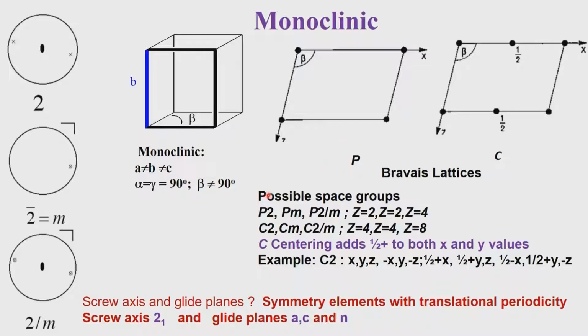That possibility is to use additional symmetry information. Okay. The additional symmetry information we have can come from screw axis and glide planes. We already mentioned about screw axis and glide planes. These are symmetry elements with translational periodicity. The screw axis is represented as 2_1, and the glide plane is represented as a, c or n. We will discuss this independently and individually in the next coming slides.